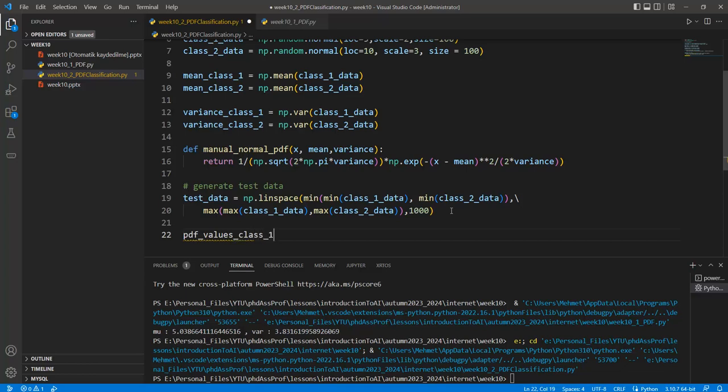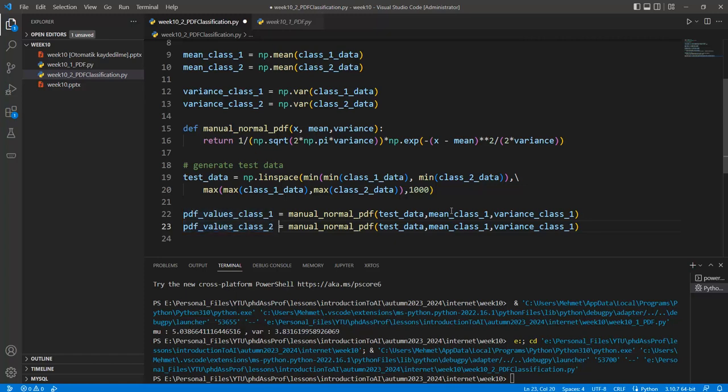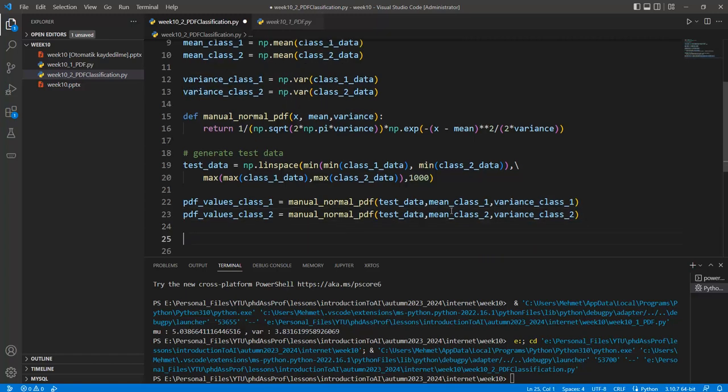PDF values class 1: the manual normal PDF with the test data, mean class 1 and variance class 1. Okay, and after that we should give the same for class 2, because we have 2 classes in here, right? Yes, we have 2 distributions like in the PowerPoint presentation. Okay, and so how can we classify this condition?